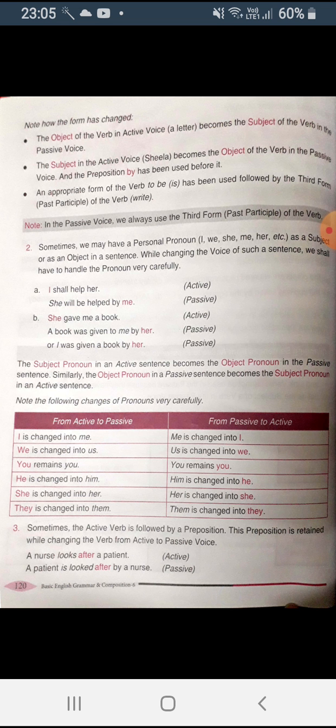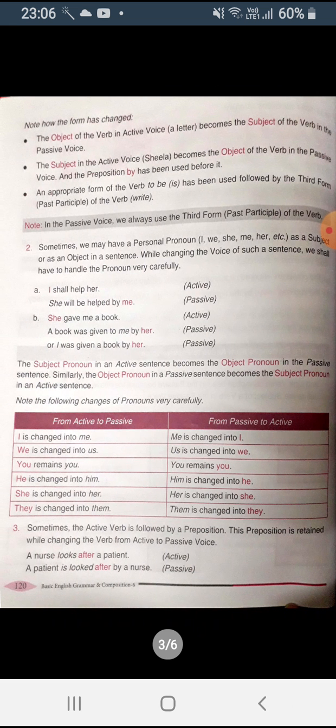So I hope these three points are clear to you, that if there is a personal pronoun, we have to handle it very carefully while converting active to passive voice. I will be changed to me, he to him, she to her, they to them. You will remain you, we will be changed to us. And if the case is vice versa, that is, if you are converting from passive to active, the conversion will also be vice versa.